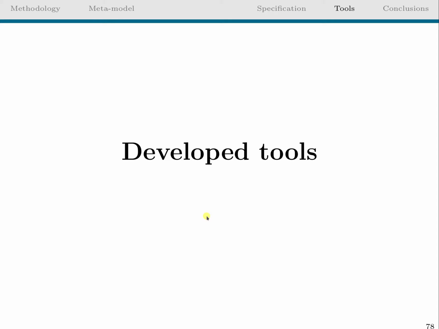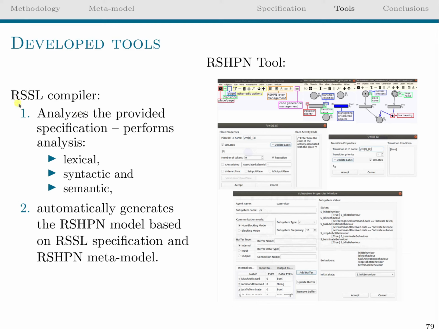We also developed tools, because without tools nothing will work. So we created a robotic system specification language compiler which performs 3 different analysis tasks: lexical analysis, syntactic analysis, and semantic analysis. The semantic analysis is very important because it already helps the developer to find problems in the specification. For example, we cannot allow two agents with the same name.